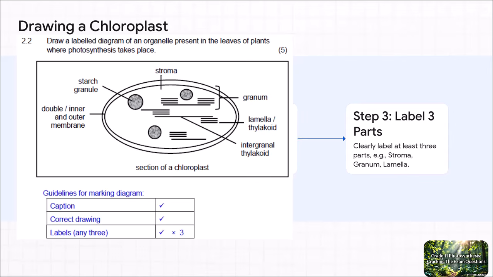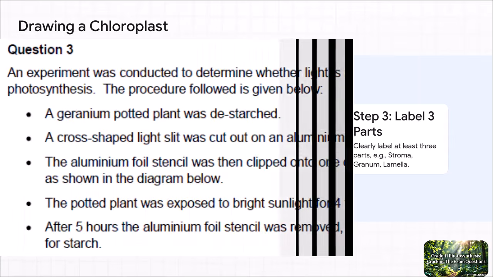1, give it a caption. Bam, 1 mark. 2, draw the right shape. A basic oval with a double membrane around it. Don't forget that second line. Another mark. 3, label at least 3 parts you know well. Stroma, granum, lamella. Perfect. Label them clearly with straight lines. You do that, and those 5 marks are all yours.